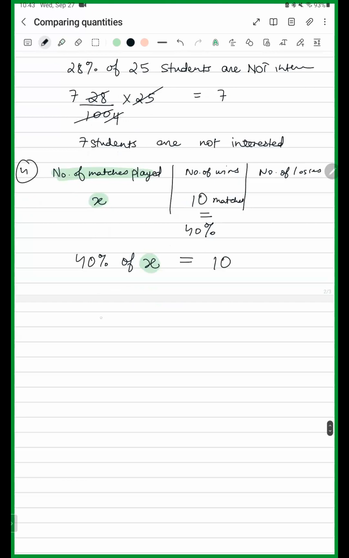40 by 100 of, means into X, is equal to 10. That's all. Then from here you have to find the value of X.